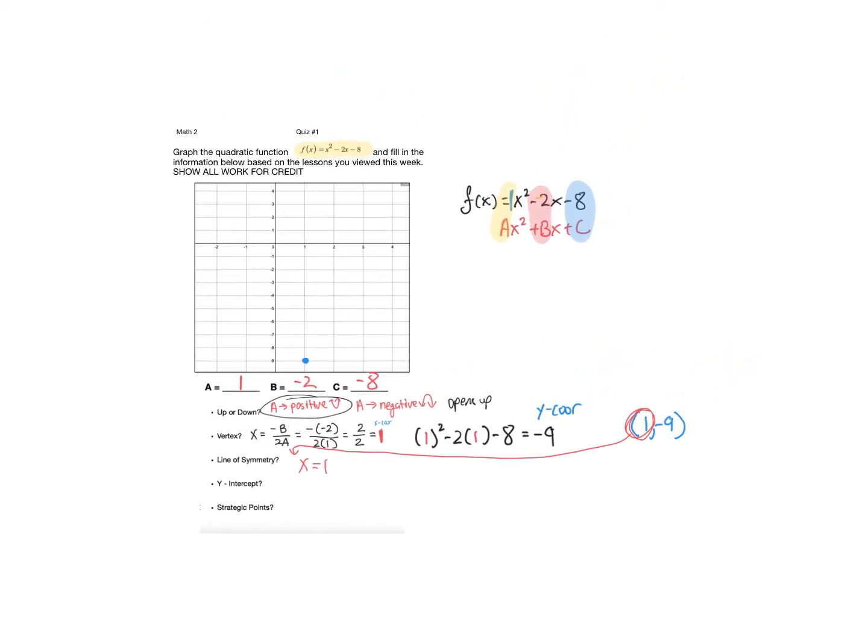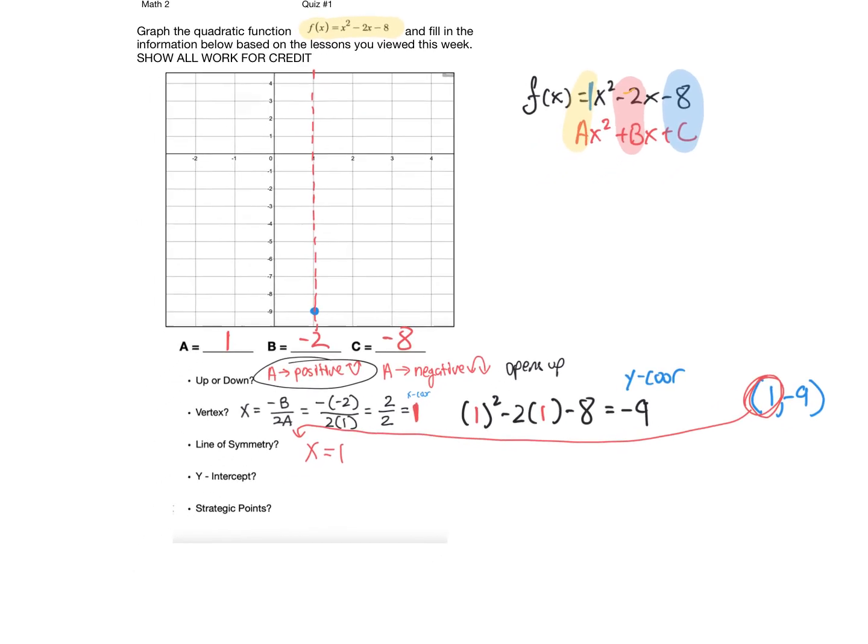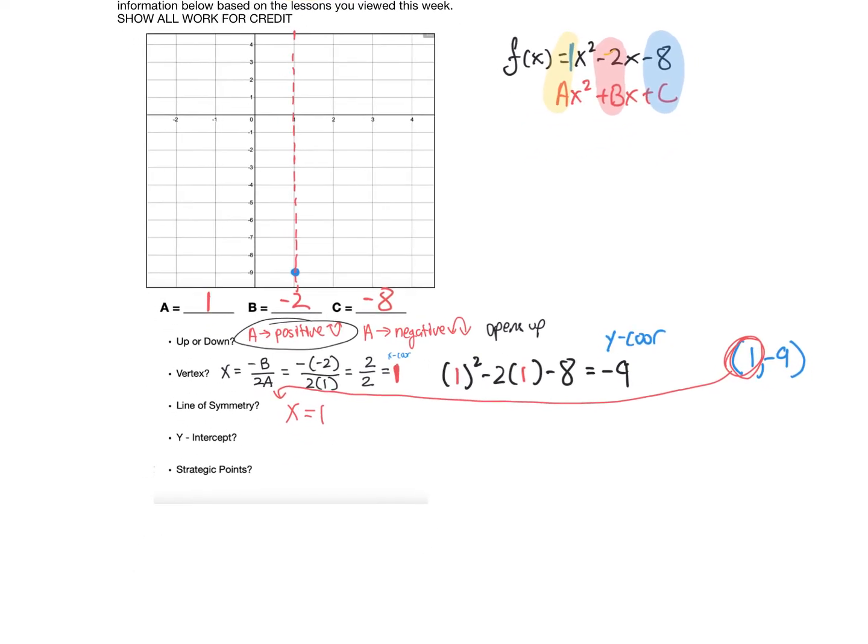Now, that's a vertical line, and what's important about that, and I'm going to put a vertical line here, is that every time we get a point on either side of that line, we know that we have another point that is reflected across it. I'll show you that in a minute.